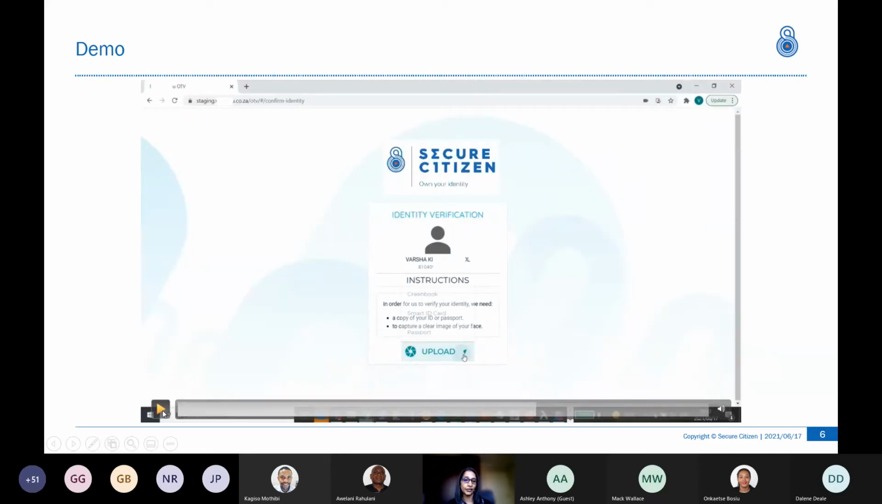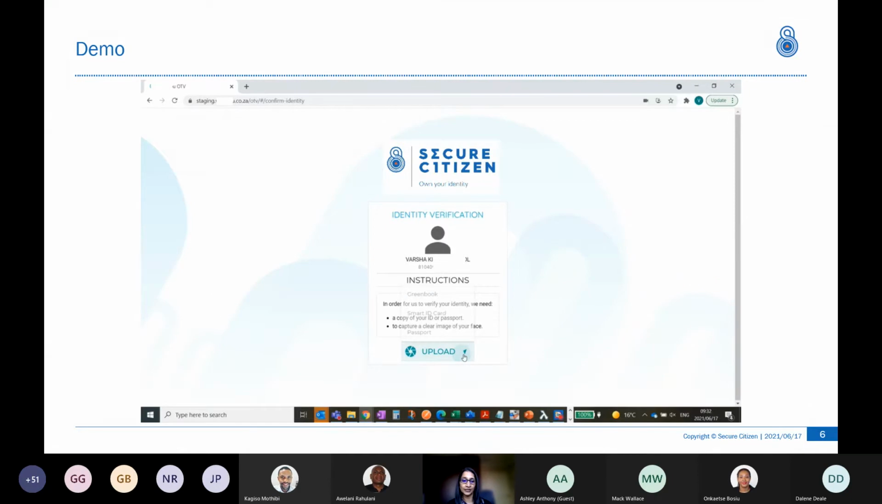The second demo I'd like to show you is a remote URL verification. A customer will be sent a unique link to themselves. When they click on the link, it opens up a page which welcomes them as an individual with their name and their ID number and a set of instructions on how they need to proceed to enroll themselves.